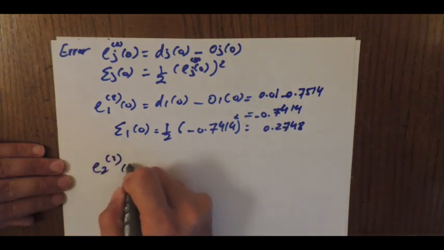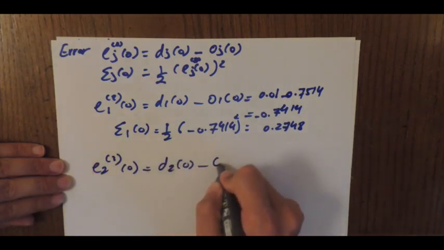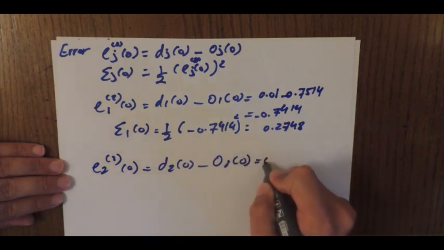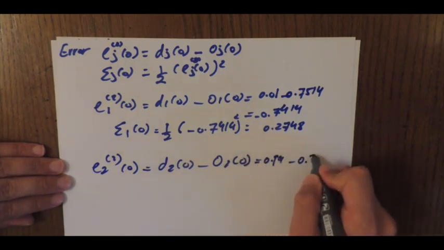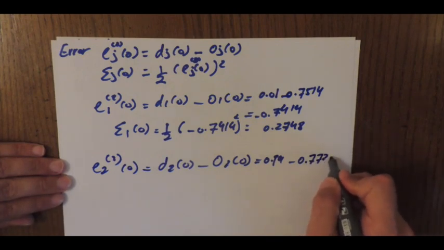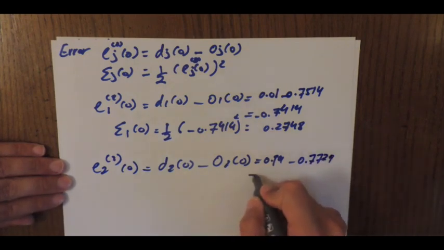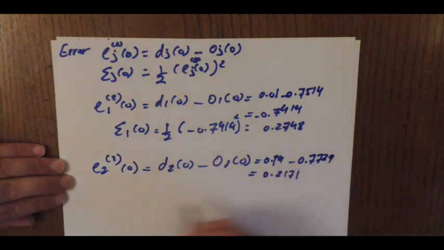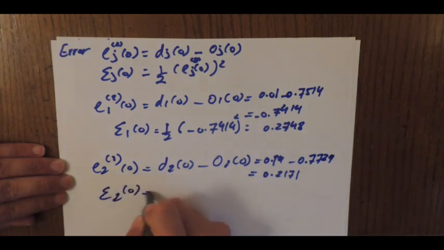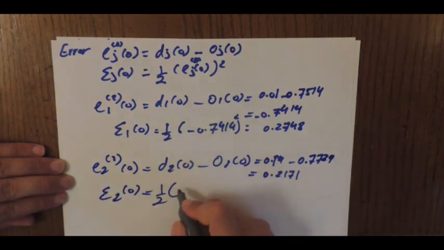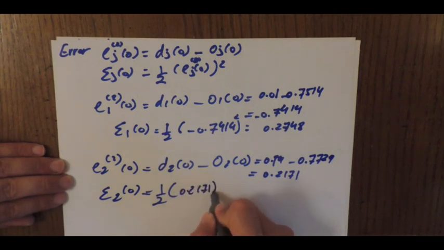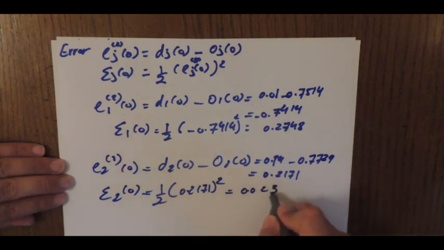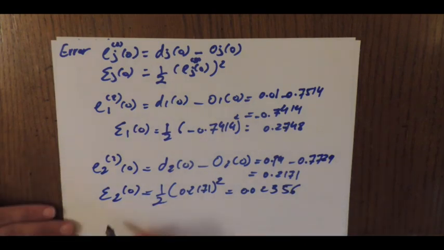Now for the case of E2 of 2, it's equal to D2 of 0 minus O2 of 0, which is equal to 0.99 minus 0.729. This will be equal to 0.2171, and E2 of 0 will be equal to half of this value, 0.2171 squared, which will be equal to 0.02356.